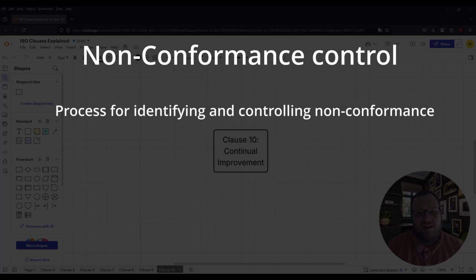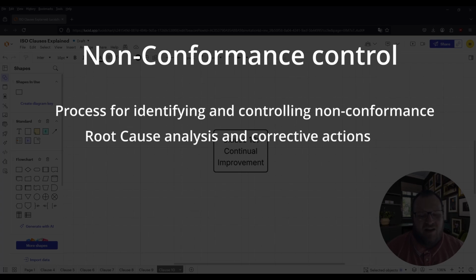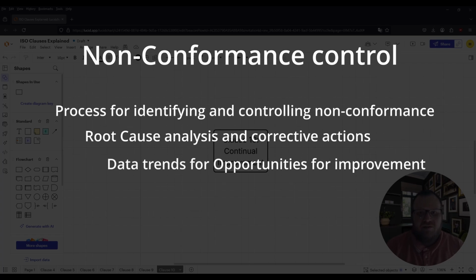Now, if we don't ever meet that standard for some reason, whether it's a defect or there's some sort of issue, we need to record that and then control it. The other thing that we need to do here is analyze the root causes of those non-conformances so that we can take corrective action. And then finally, we need to monitor any trends or use any data for continual improvement.